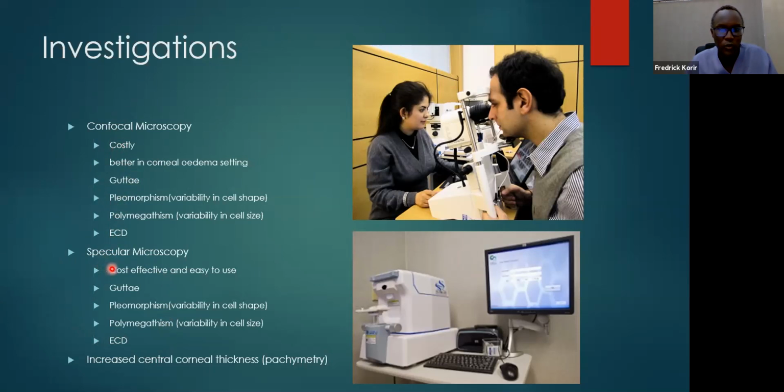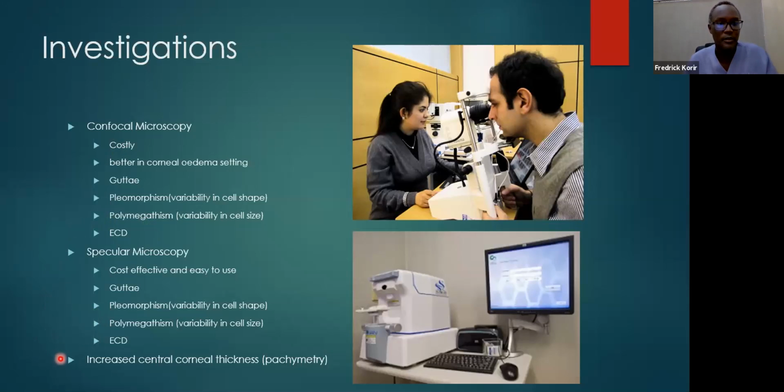A specular microscopy, it's a gadget. It's just like an autorefractor, very easy. A technician can take the photo and you assess it. It has very good figures that are able to help you assess the cornea. Cost effective, easy to use. You can assess gate, you can assess pleomorphism or polymegathism. You can see your endothelial cell density. So this is a much easier and easier to reach equipment.